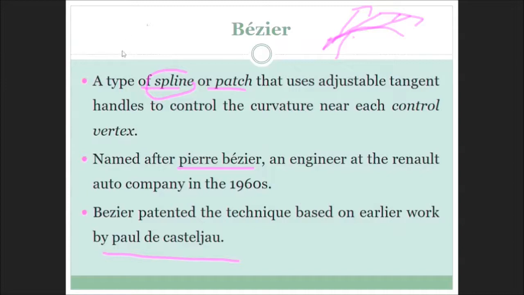If this is a control vertex, say this is a control vertex, say this is a control vertex. So it uses the adjustable tangent handles like this, right?